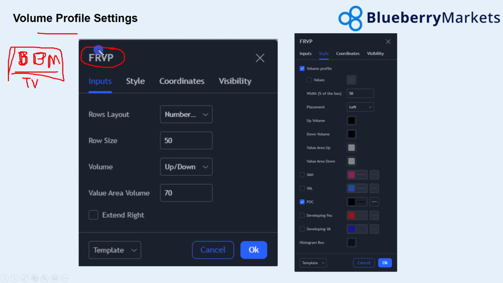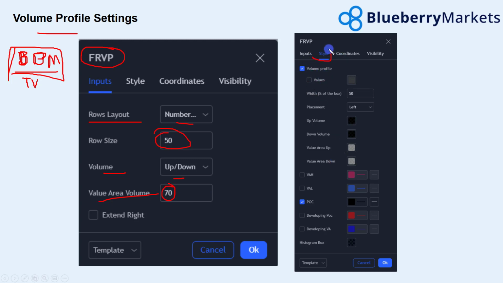But essentially, what we're looking at is my volume profile setup. So rows layout, it's just number of rows. I'm pretty sure that's standard. Row size, I've increased it to 50 just to give me a little bit more viewing room. Volume, I think that's standard, up and down. And value area 70, that's pretty typical, so you can keep that.